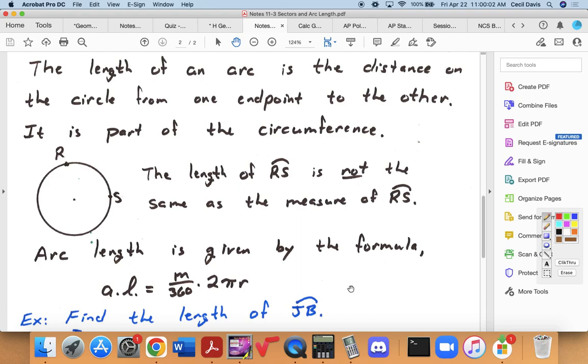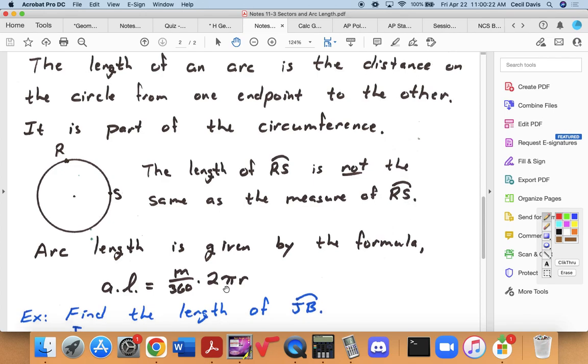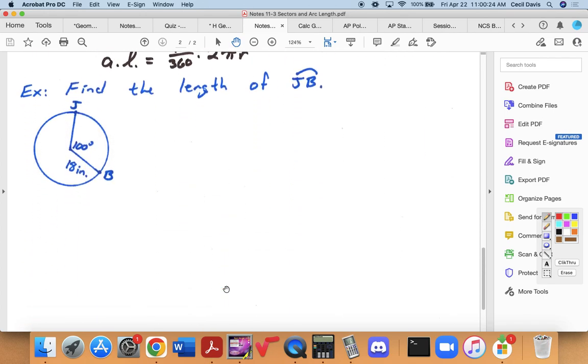Okay? So the arc length formula is very much like the area of the sector formula. It's m over 360, but then it's times 2 pi r, which is the circumference. It's the circumference formula. I kid about lots of things, but yeah.